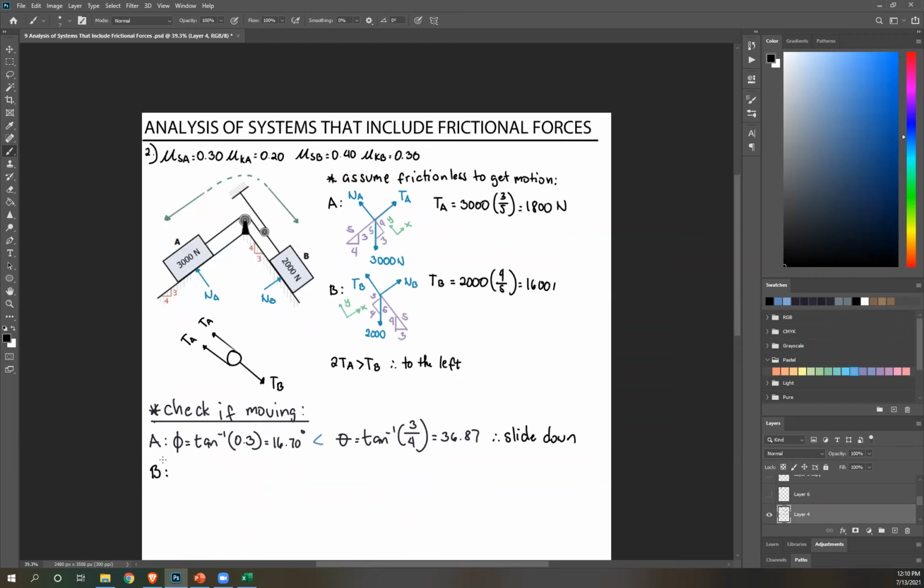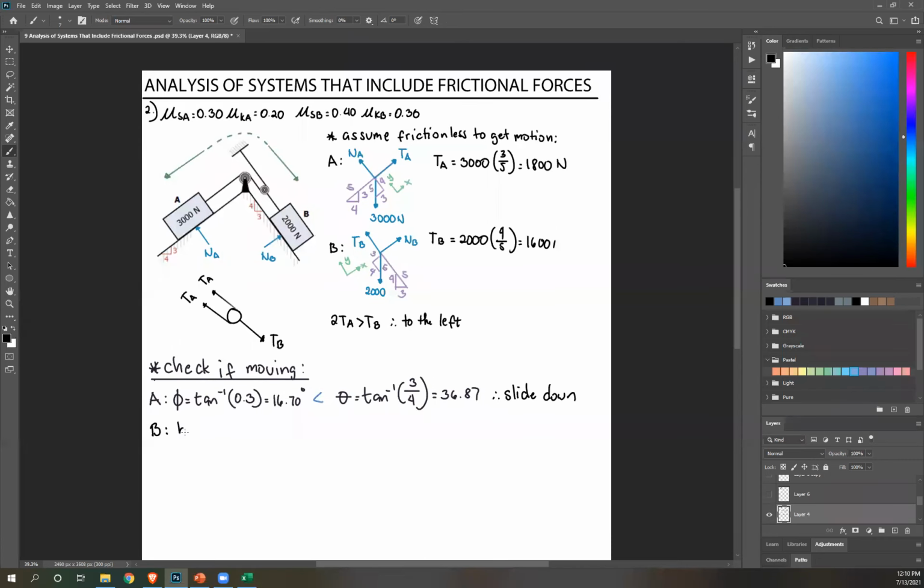We need to check the tension forces. If twice tension A, since again, this is our basis for equation, twice tension A is greater than tension B, then yes, block A overcomes that friction. So now let's solve for your tension values. Let's start with block A because that's easier. But now we're going to solve with friction, because again, we're checking if our tension or force overcomes that friction.